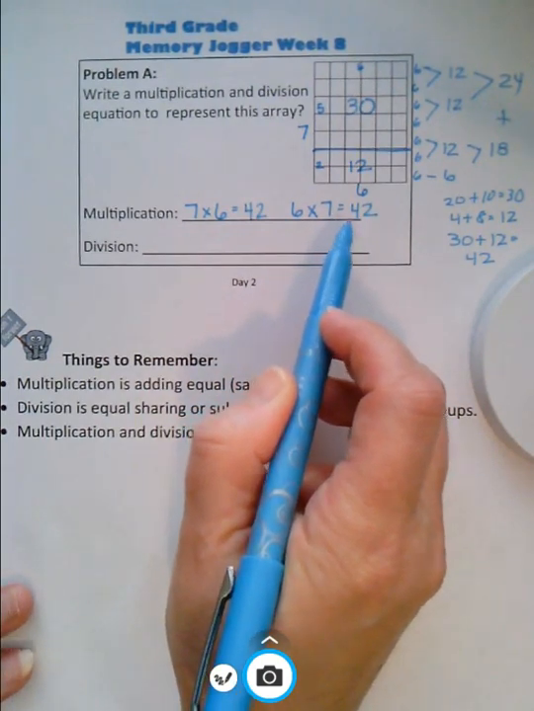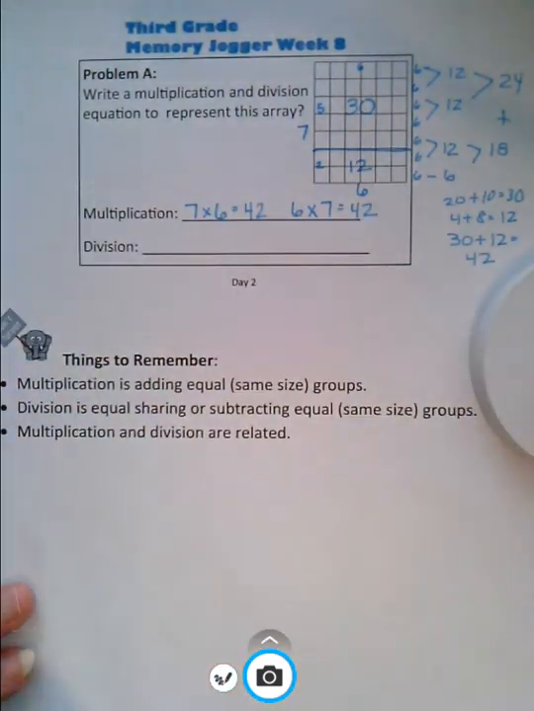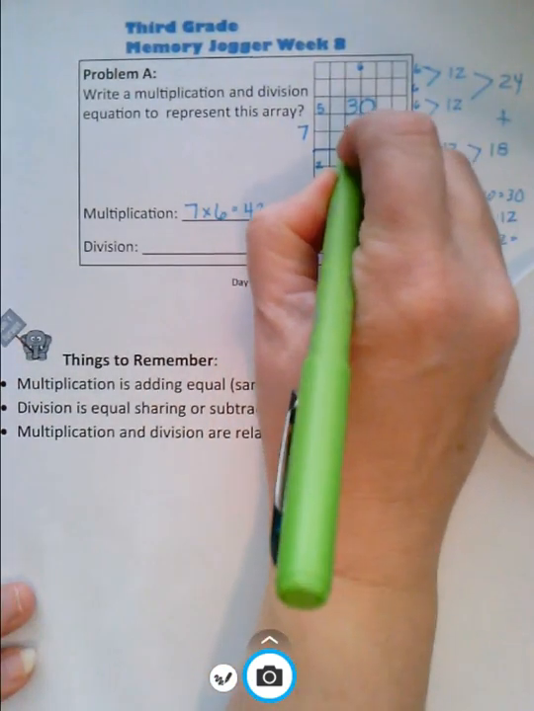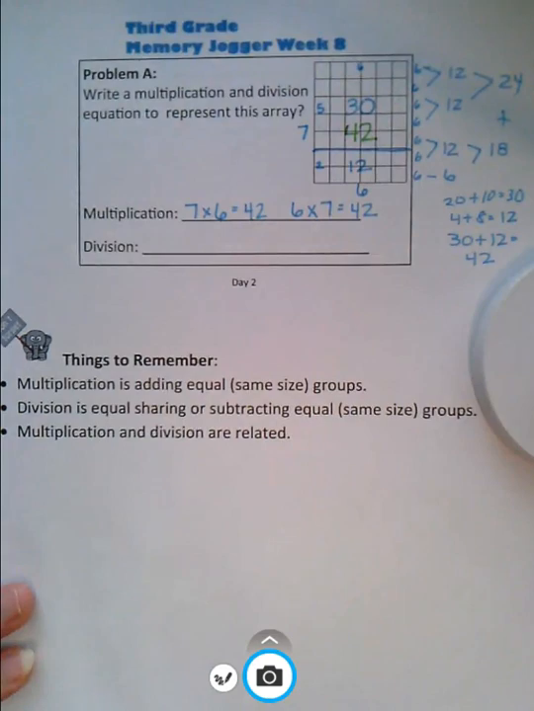Now with division, we start with the total number. So we found that there is a total, I'm going to go ahead and write it like this, that there is a total of 42 in each column.